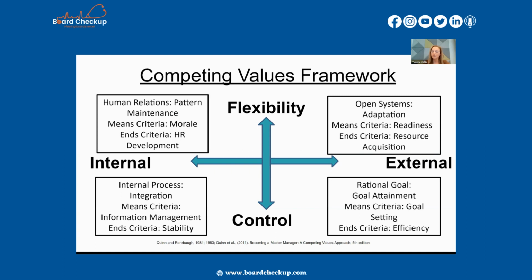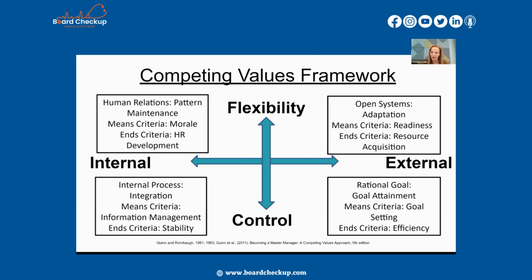So the human relations on the top left, the value there would be around human relations and pattern maintenance. So looking at engagement, morale, development of human resources, participatory processes. And in many not-for-profits, each of these different dimensions will have different criteria of what makes the organization effective from that perspective. In not-for-profits, there tends to be a value based on human relations and engagement. And the values tend to dominate what gets measured, almost to a paradox of the opposite.